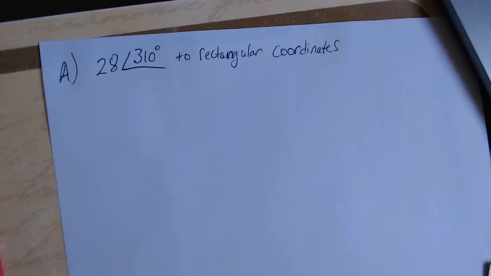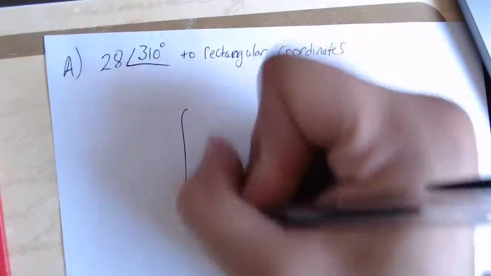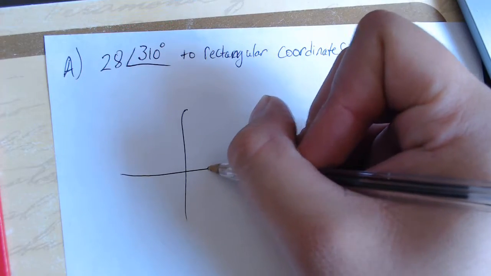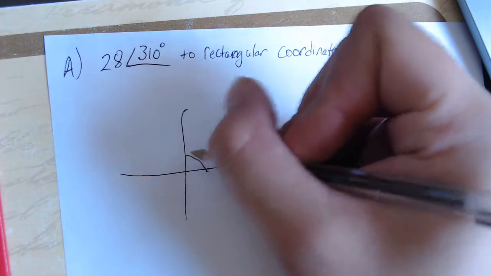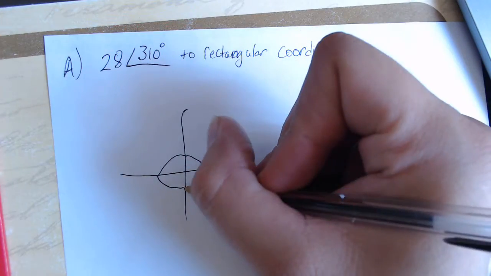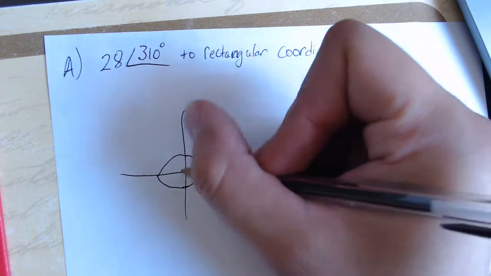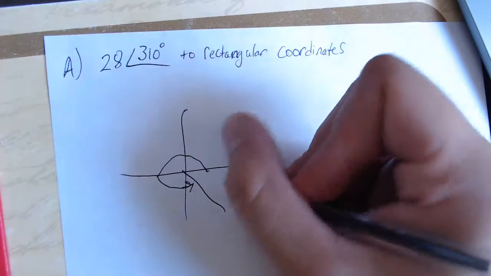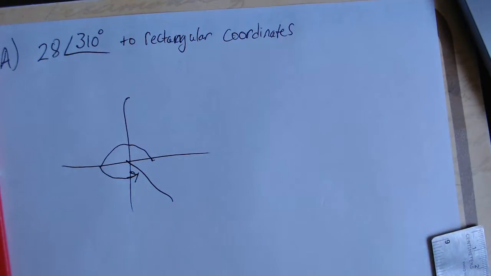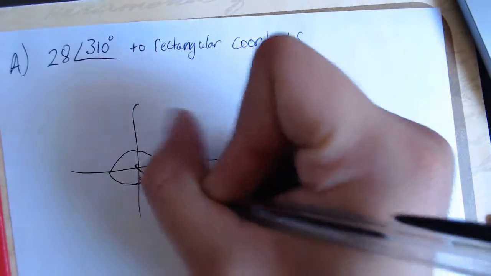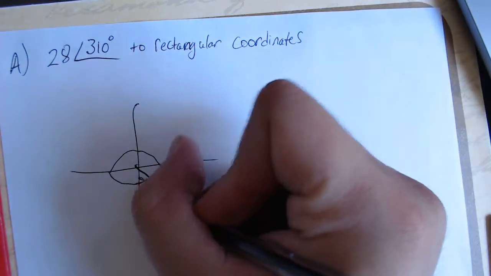So first we're going to start off with the angle of 310. We'll construct a loose graph here and count our degrees. Starting from here, we go from 0 to 90, 90 to 180, 180 to 270. So 310 is going to be somewhere in this quadrant. Now we have to find the rectangular coordinates, and our angle is going to go out to a length of 28.